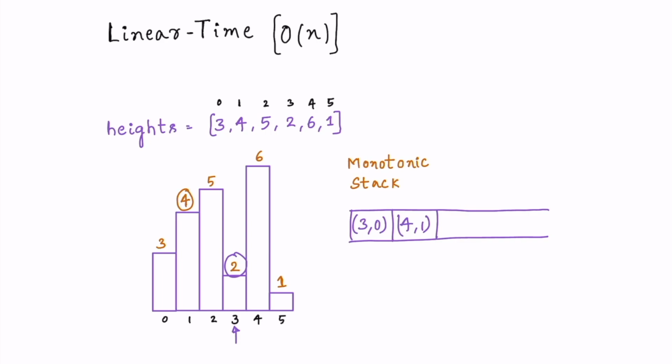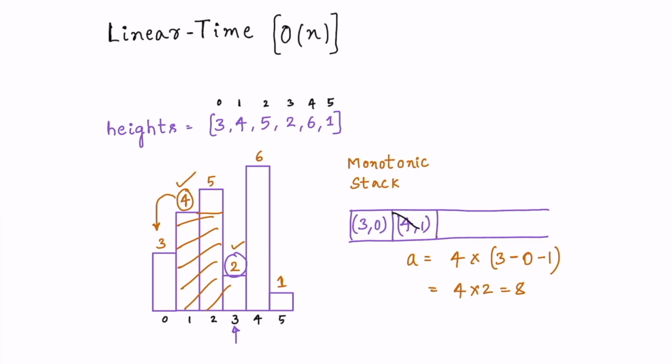So the current bar has height 2, which is lower than the bar at the top of the stack. So the current bar will be the right edge of the rectangle formed using the bar of height 4. And the left edge is the previous element in the stack, which is the bar over here. And the rectangle formed using this bar of height 4 as the minimum height is this. And the area of this rectangle is the minimum height, which is 4, multiplied by right edge, which is 3, minus the left edge, which is 0, minus 1, because we cannot include the current bar in this rectangle, which is equal to 4 times 2, which is 8. Now we can remove this bar from the stack.